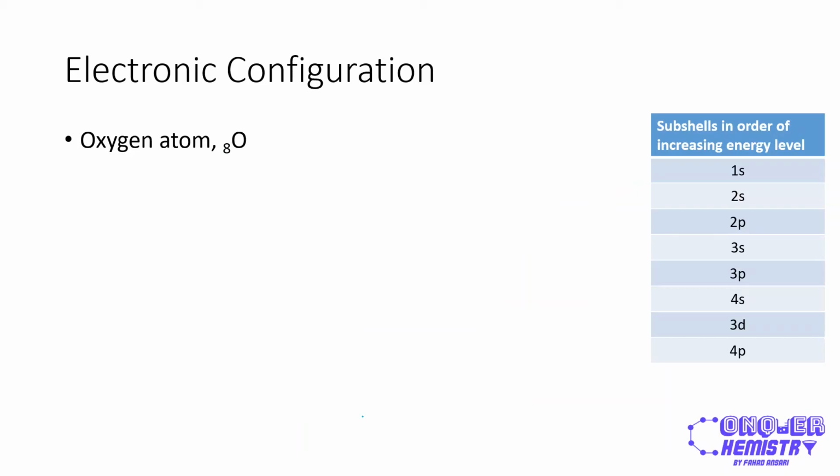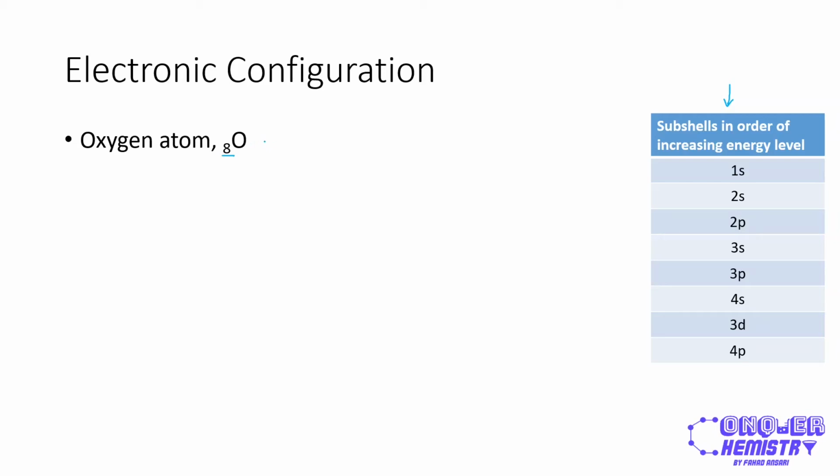Now we have this list over here according to the Aufbau Principle, and we're going to be using this list to just do some examples of electronic configuration. Now the oxygen atom has 8 protons, so it has 8 electrons. So now we're going to write its electronic configuration like this.